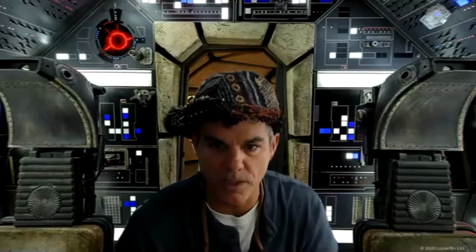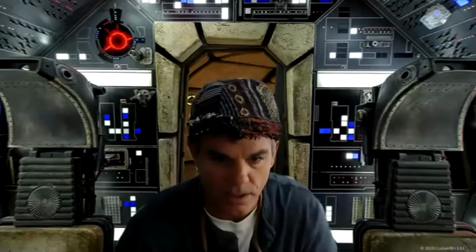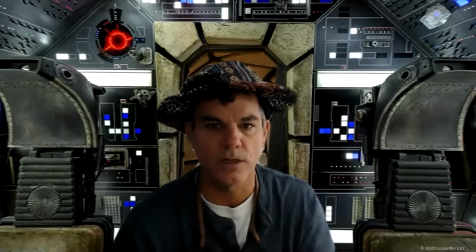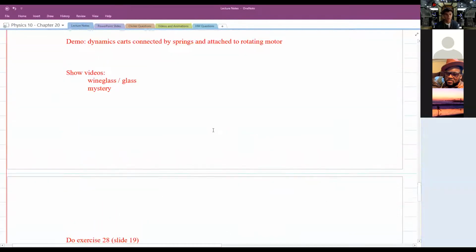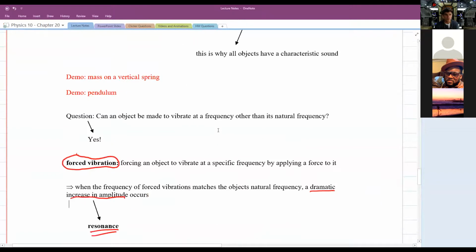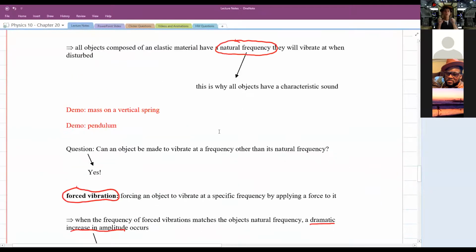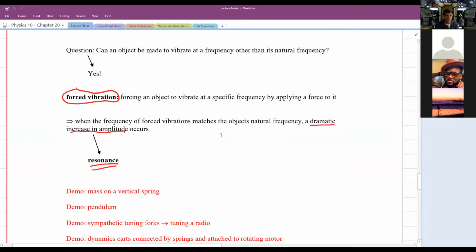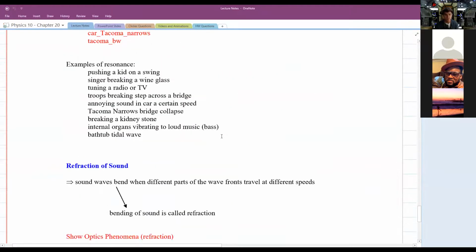Okay, so let me just quickly summarize resonance, and then we are done with chapter 20. Resonance is when you are exerting a force on an object at the frequency that matches the object's natural frequency. When that happens, it causes the amplitude of that oscillating object to increase dramatically. So a few examples of this. One, pushing a child on a swing.